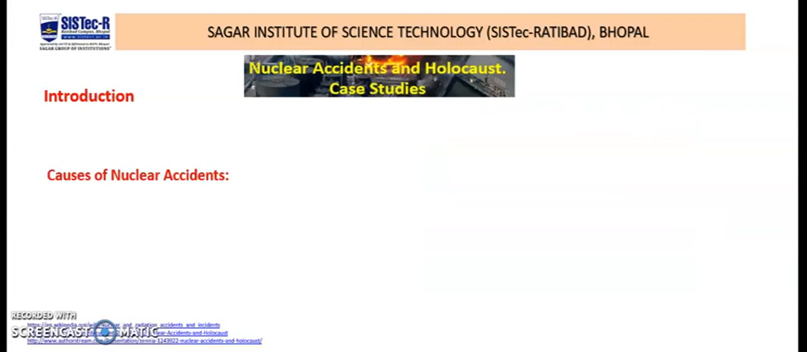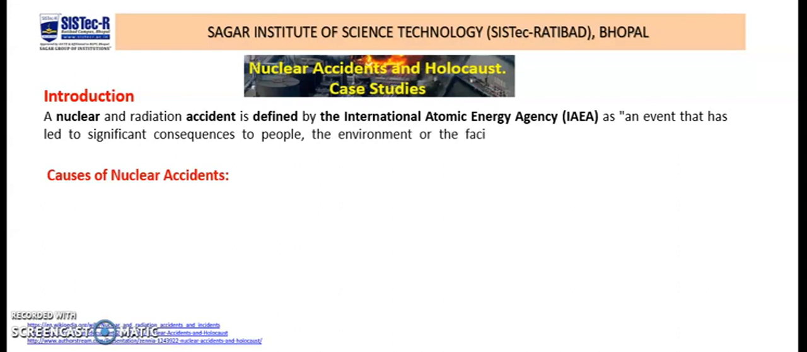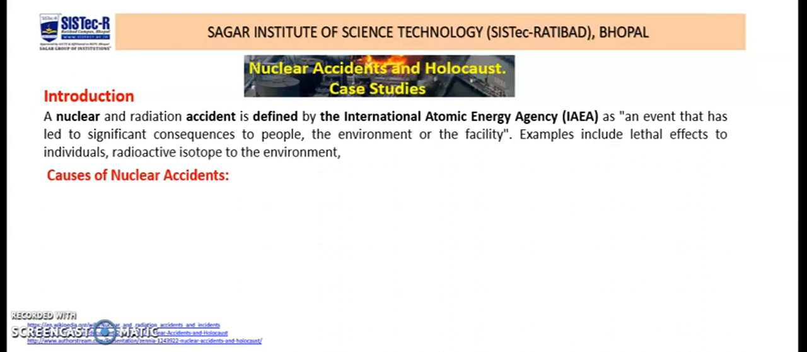So, introduction of nuclear accidents. A nuclear accident is defined by the International Atomic Energy Agency (IAEA) as an event that has led to significant consequences to people, the environment, or the facility. Examples include lethal effects to individuals, release of radioactive isotopes to the environment, or reactor core melt.